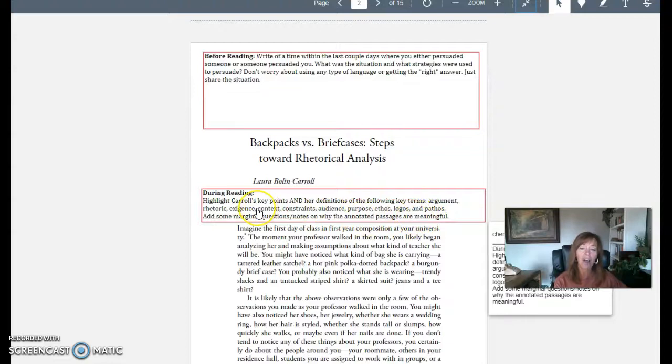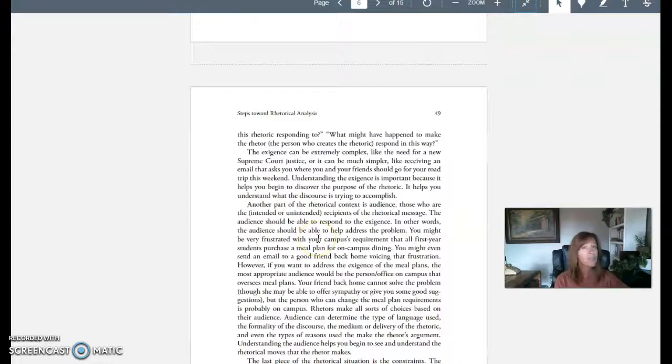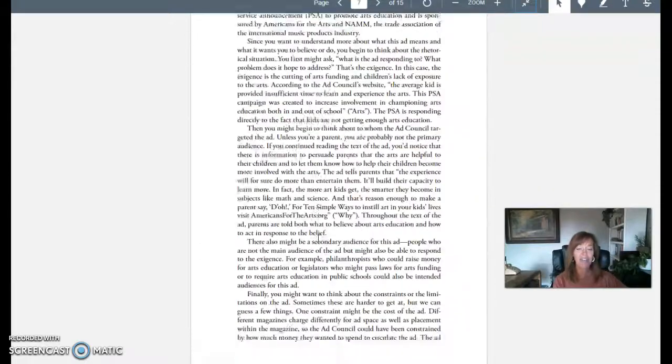And so annotate all of Carol's key points. This is a really important article because she talks about not only why we do rhetorical analysis, but how it happens, what we're going to look at. So read this over. Take some time, read it over. Hopefully you've already started reading it.